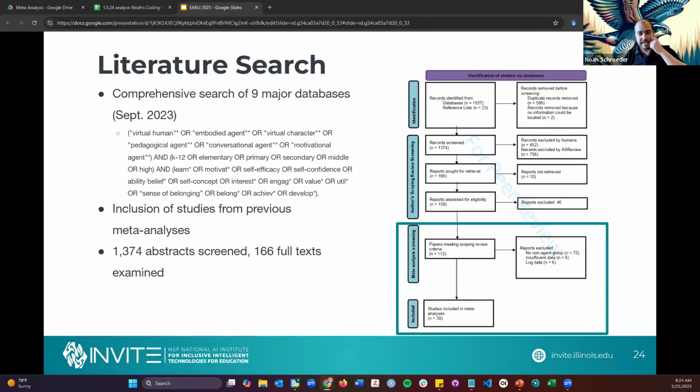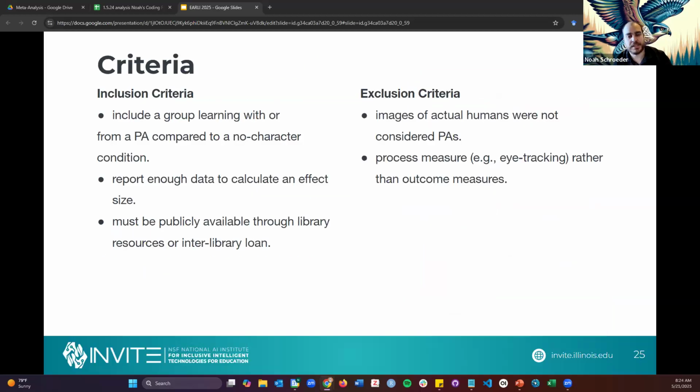Okay, so let's get into the meta-analysis portion. Search was generally the same. The way that we structured this is we used that overall scoping review search to get our 112 studies. From there, we knew we had a basic sample of studies that included agents, were focused on K-12 and measured learning. So we took those 112 and narrowed them down even further. We looked at only those that included an agent and a non-agent group in an experiment and measured learning outcomes. In the end, we ended up with 30 studies included in this analysis.